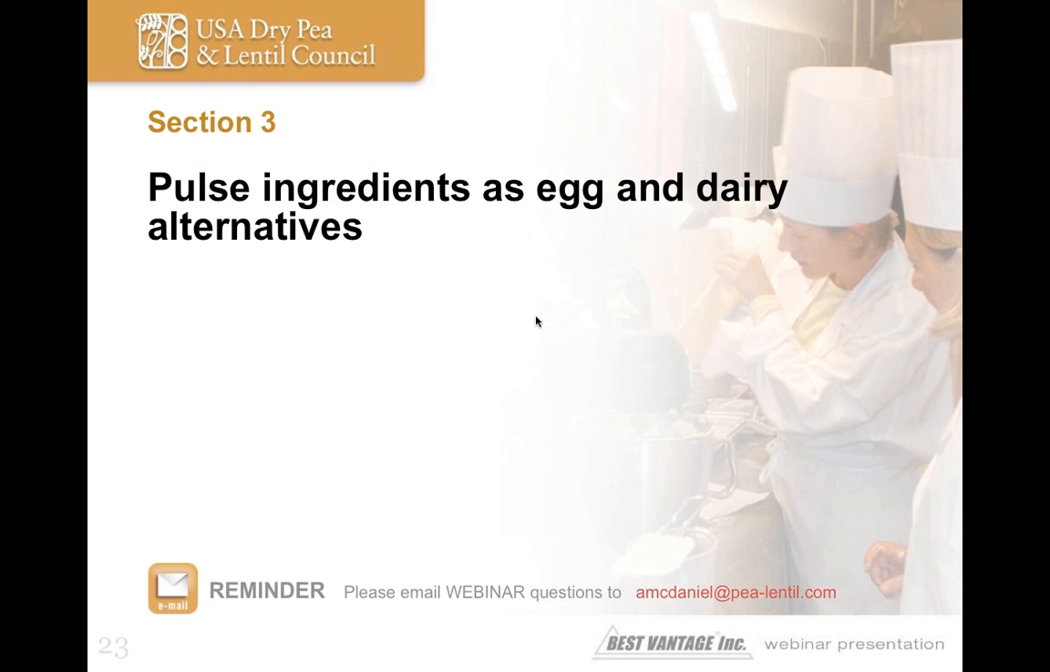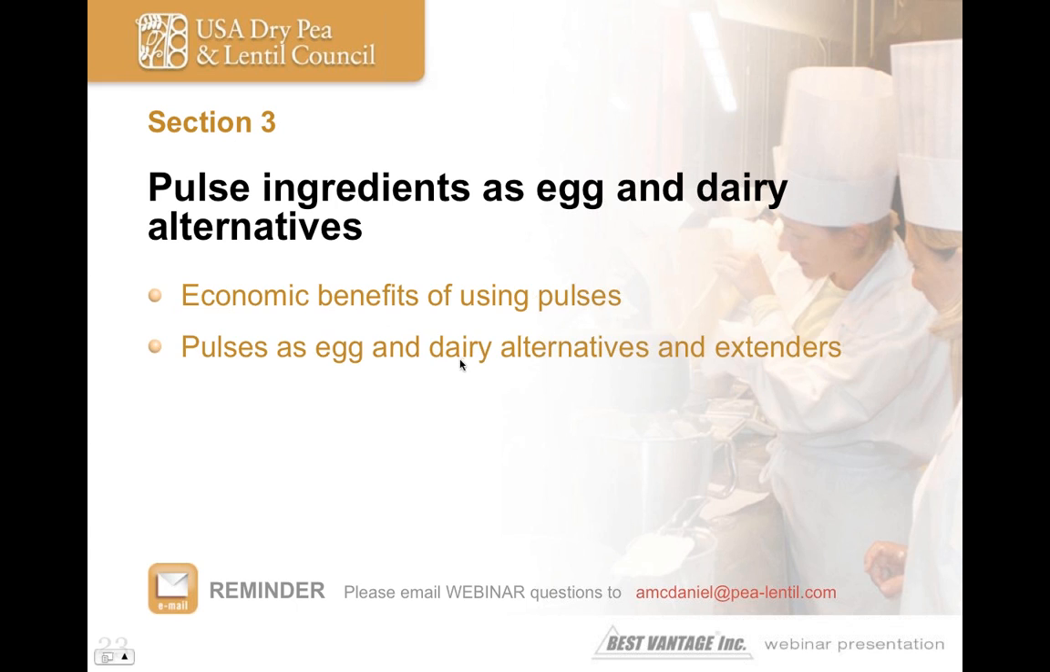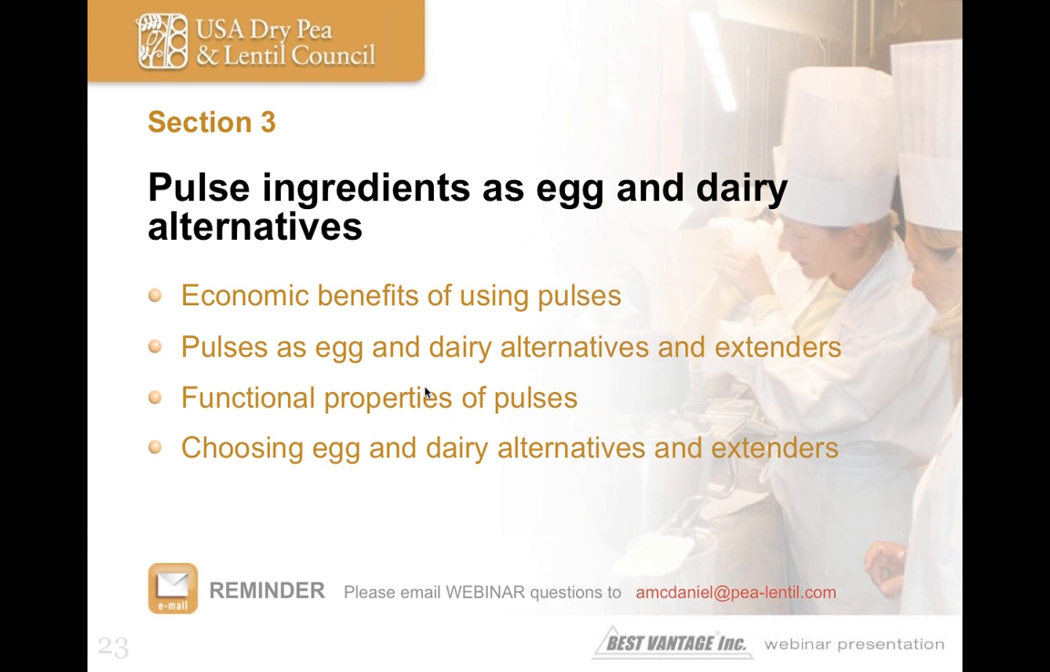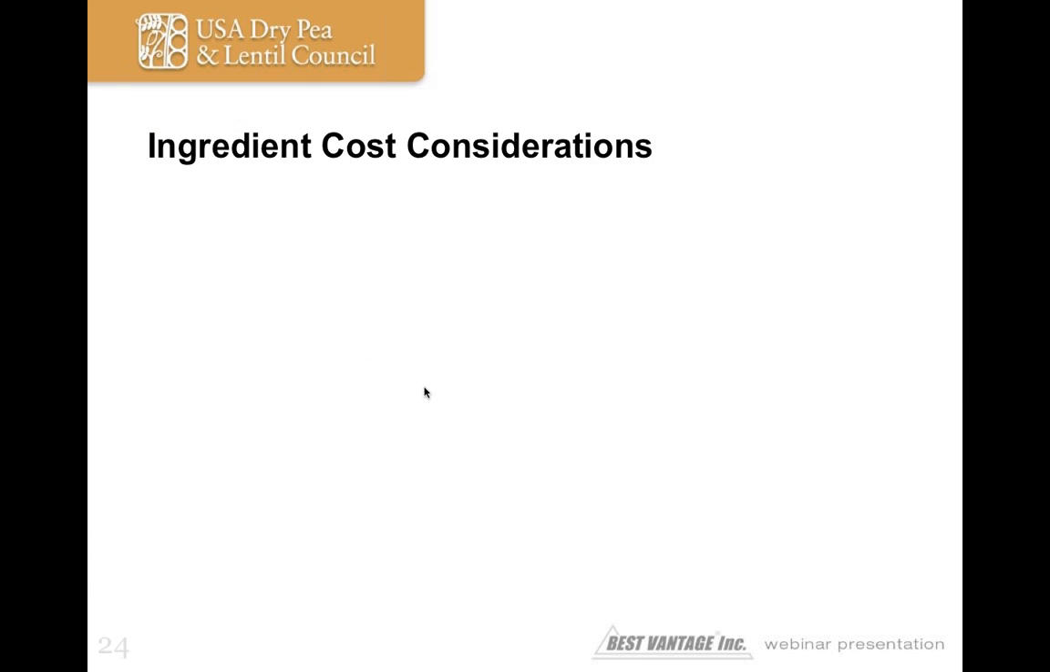Now, if we look at pulse ingredients as egg and dairy alternatives, this brings us to section 3 of this presentation. We're looking at economic benefits of using pulses. We'd like to talk about pulses as egg and dairy alternatives and extenders. We'd like to talk about the functional properties of pulses and how that plays into their use as egg and dairy alternatives and extenders. And we'd like to talk about how to go about choosing egg and dairy alternatives and extenders, depending on the application.